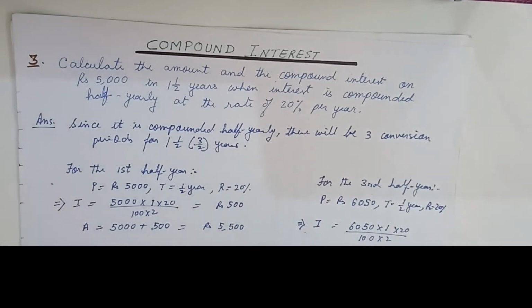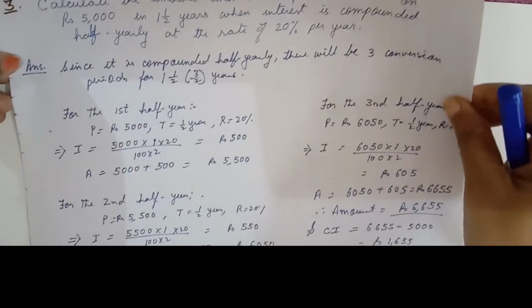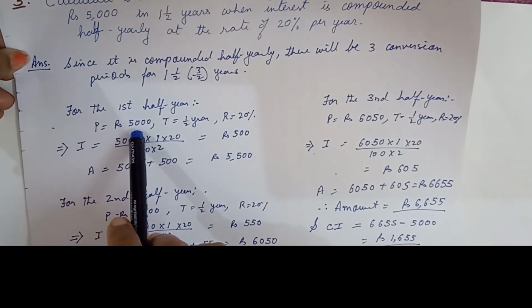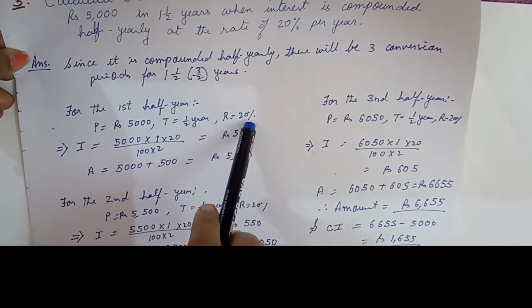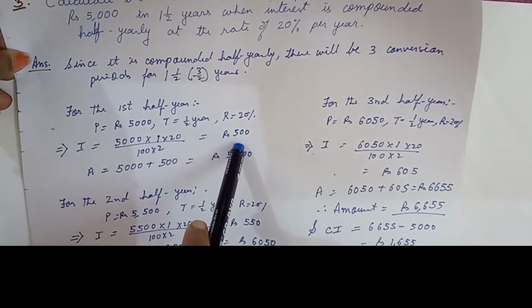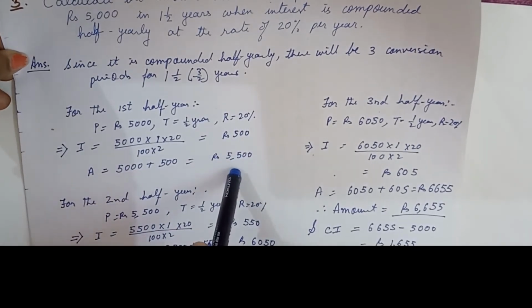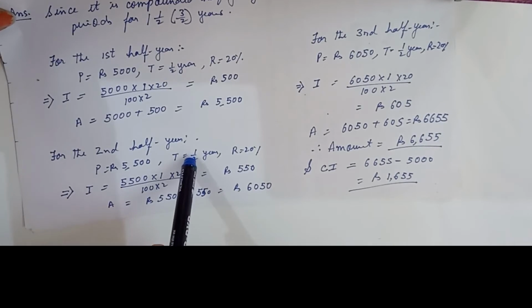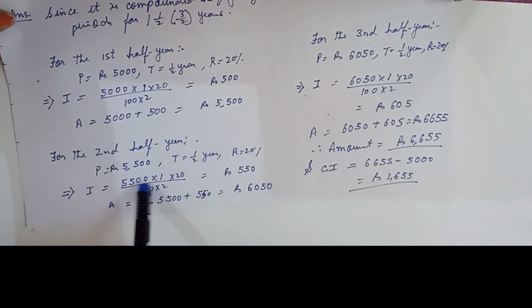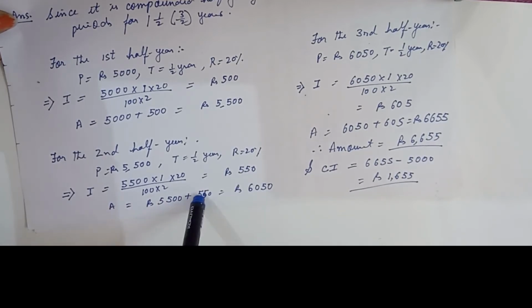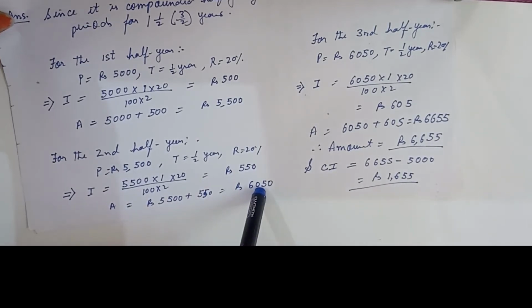I'm going back to that same simple interest method. For the first half year, principal 5,000, which is given in the question, time half year, first conversion, rate 20%, PRT by 100, substitute, 500. Added, the amount at the end of the first half year becomes your principal for the next half year. Principal 5,500, time again half year, 6 monthly, and rate 20%, substitute PRT by 100, calculate interest 550, added to the principal: 5,500 plus 550 is 6,050 rupees.